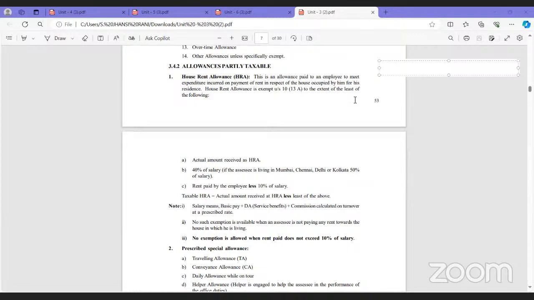Mr. X is an employee in Chennai whose basic salary is 12,000 per month, and dearness allowance, that is DA, take it as 4,000 per month. Otherwise, we'll take it like this. Basic pay is 80,000 per annum, yearly. And DA we'll take as 40,000 per annum.